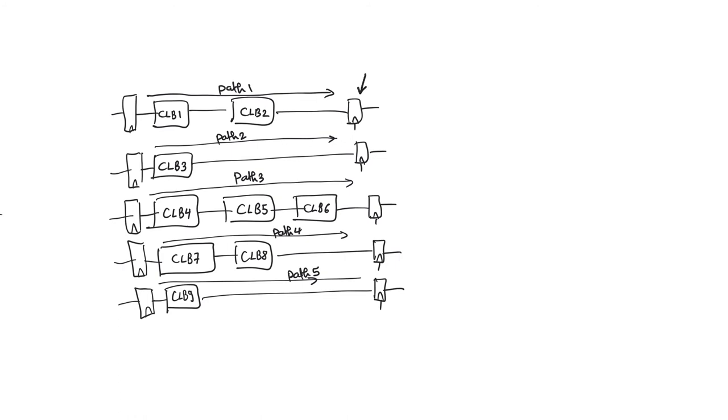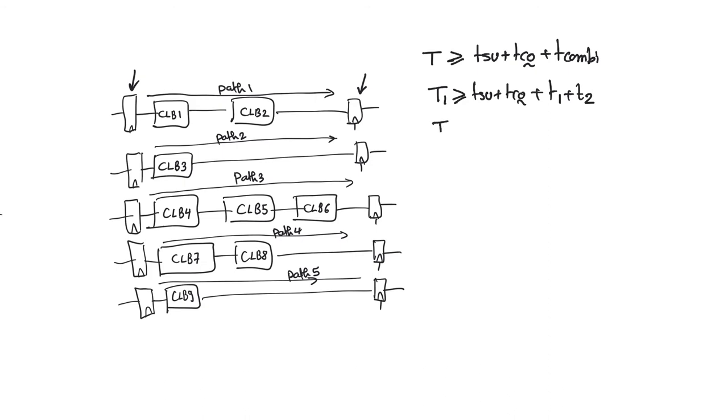If we look at path 1 and the two registers for path 1, we can apply the same equation for clock period. T is greater than or equal to T setup plus T CQ plus T combinational. T combinational is the delay of whatever combinational path exists between the two registers. For the first pair of registers, we use T1 greater than or equal to T setup plus T CQ plus TCLB1 plus TCLB2. For T2, we use T2 greater than or equal to T setup plus T CQ plus combinational block 3. For T3, we use greater than or equal to T setup plus T CQ.